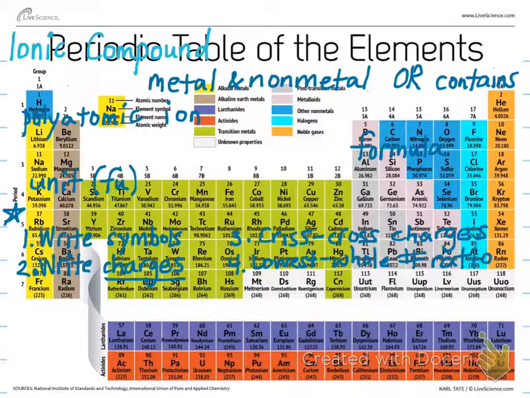Group 5A has a charge of -3. Group 6A a charge of -2. 7A a charge of -1. Remember, when we're talking about our transition metals down here, then we have to look at our helper sheet.